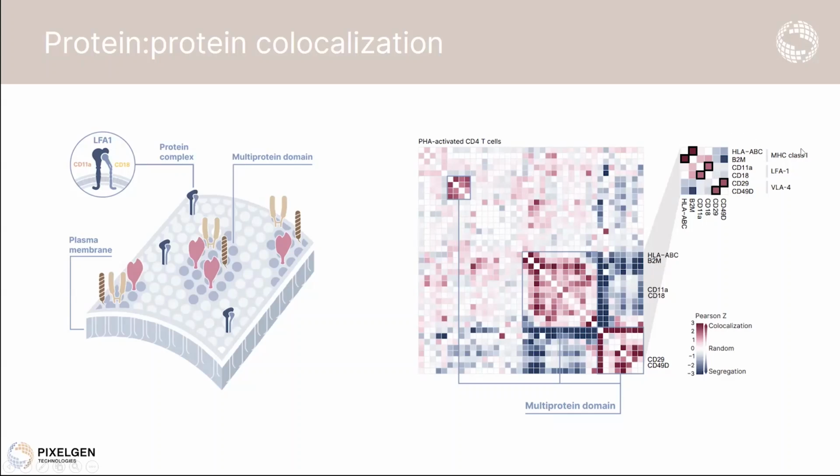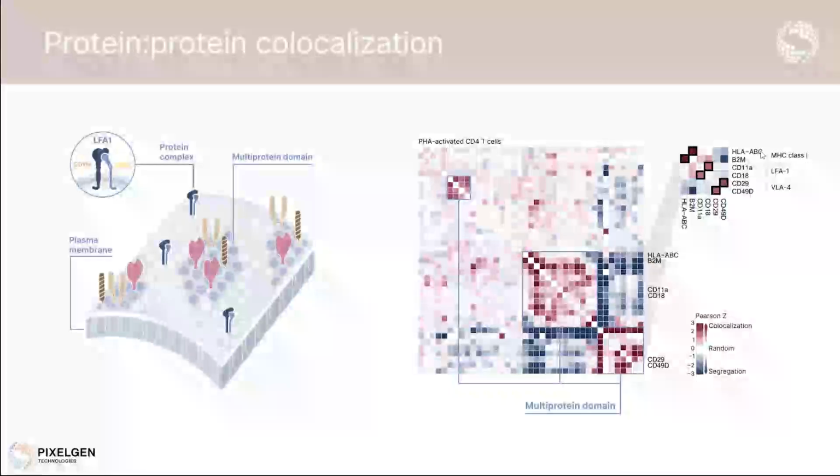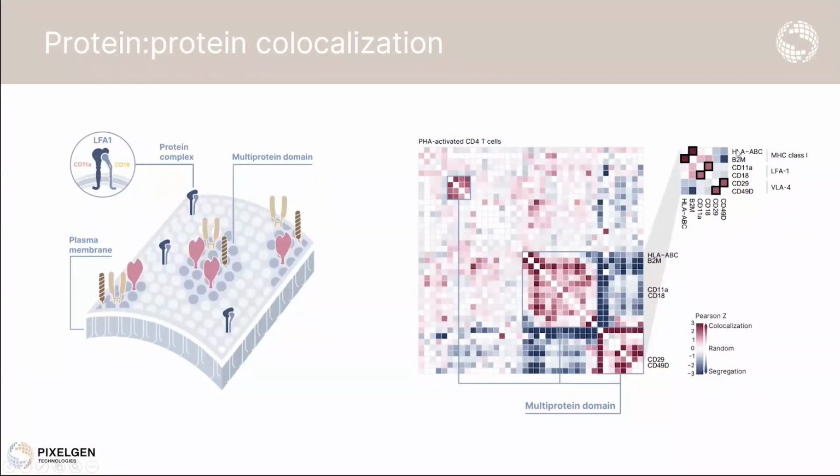But we also have, for MHC class 1, HLA ABC in the panel, as well as B2M, where B2M is a subpart of MHC class 1. And you can see how it's the same thing, clearly colocalized, B2M and HLA ABC. We also have a third kind of positive control for that with VLA4, consisting of CD29 and CD49D.